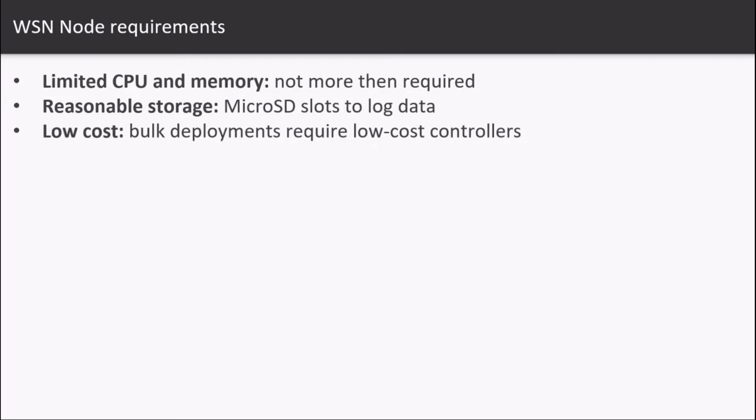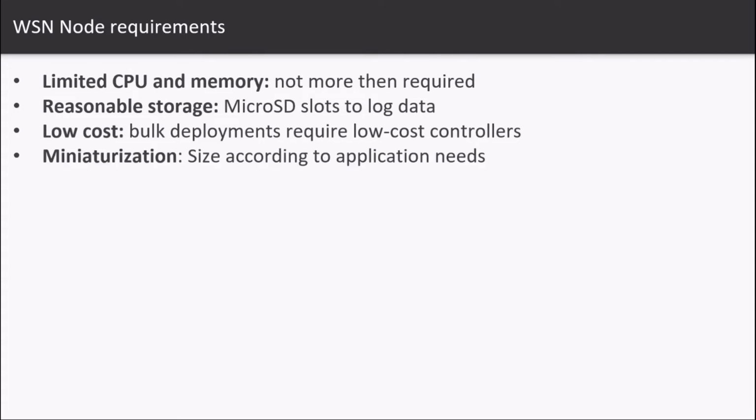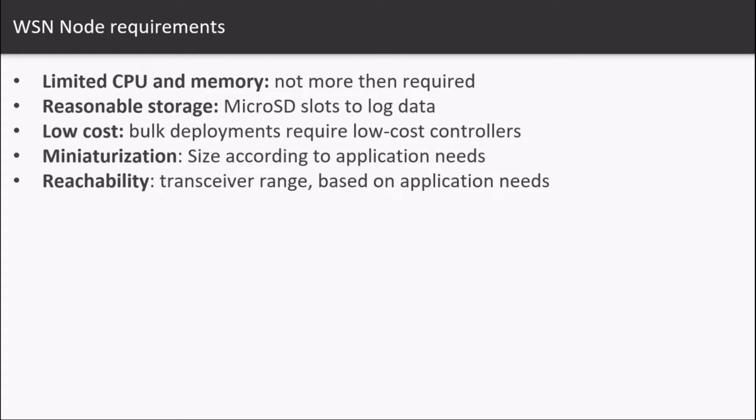Because of the small sizes of these nodes and deploying them over the network in bulk, the cost of individual nodes should be as low as possible. And yes, miniaturization, as I said earlier, the size should be small enough. Basically, it should fulfill the requirement of the application and the use case. Then comes reachability, that defines the range of the transceivers. Basically, it all depends on the application needs, how far each node has been deployed from each other.